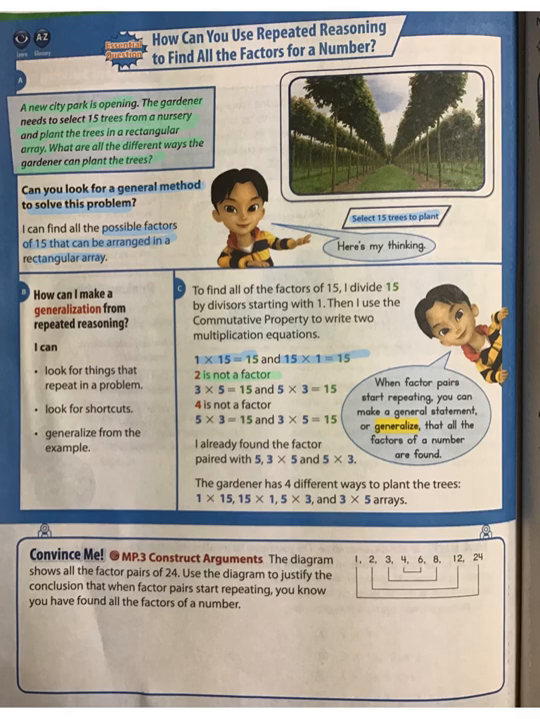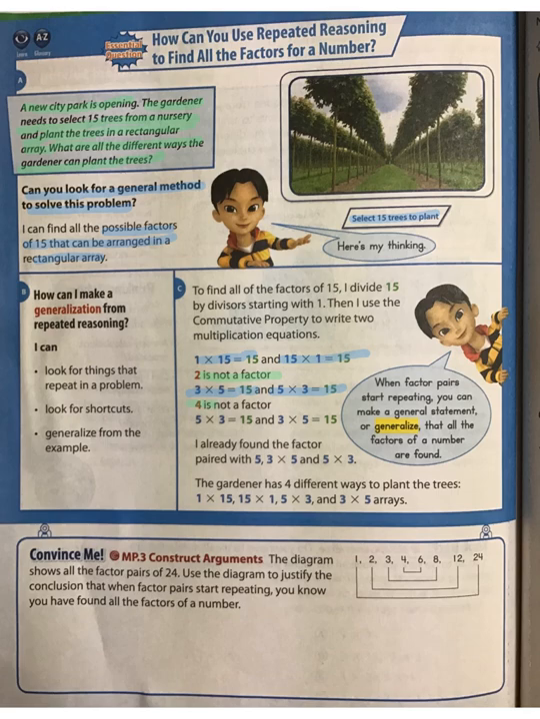3 is going to be a factor because if we add up 1 plus 5, we get 6. And we know that 6 is a multiple of 3, or that 3 is a factor of 6. So 3 times 5 is 15, and 15 divided by 3 is 5. So they can also plant 3 rows of 5 or 5 rows of 3.